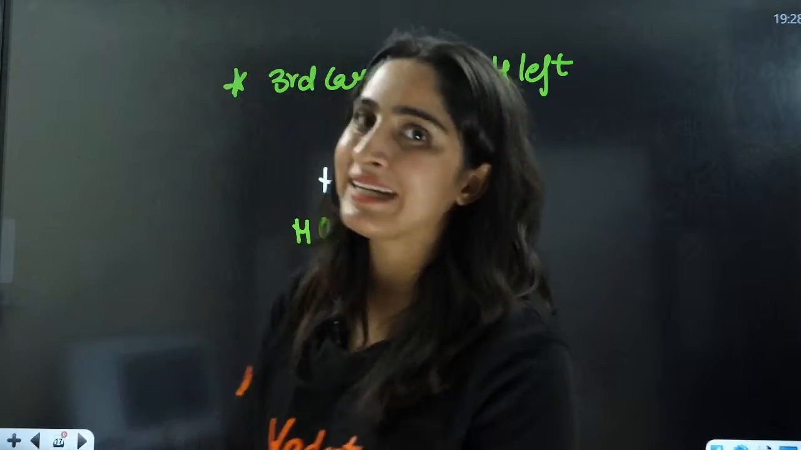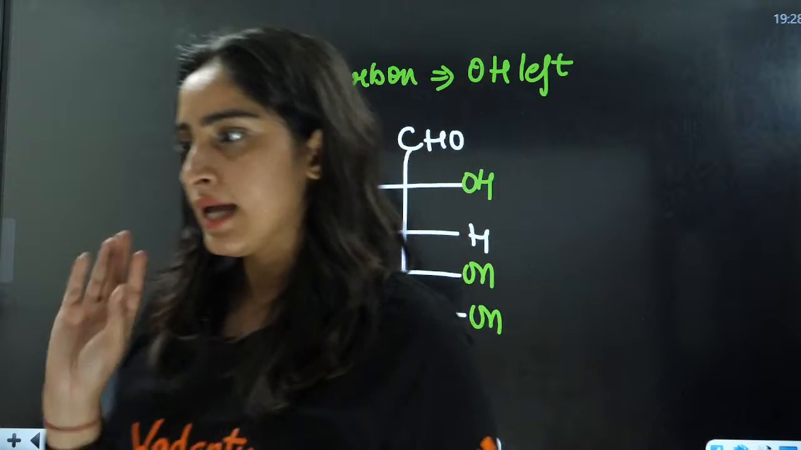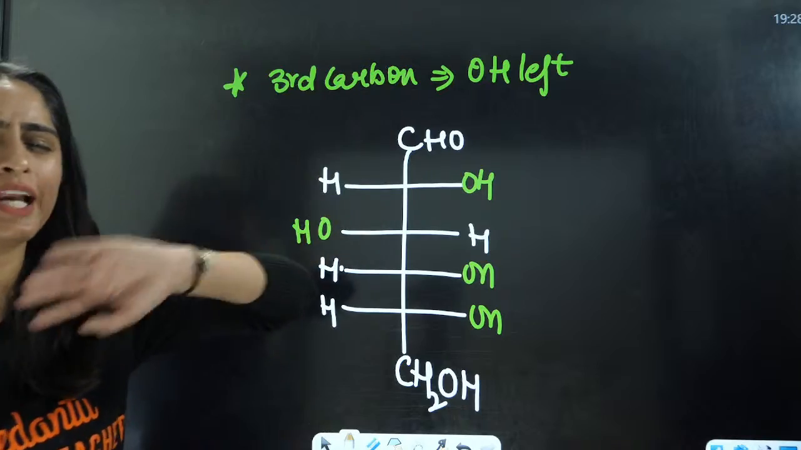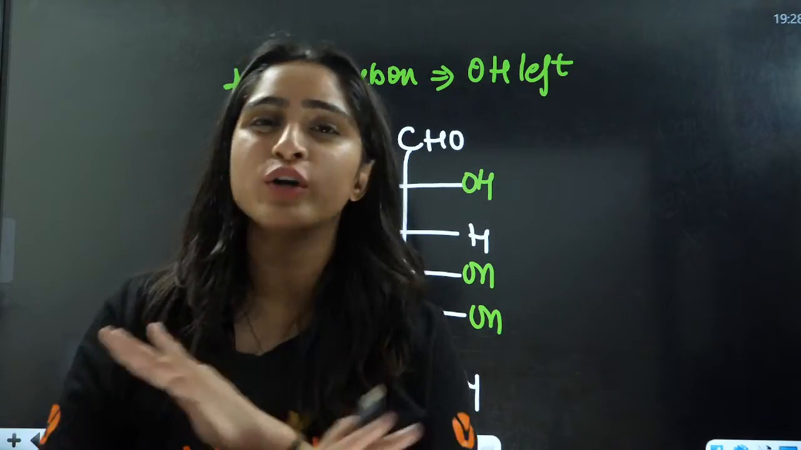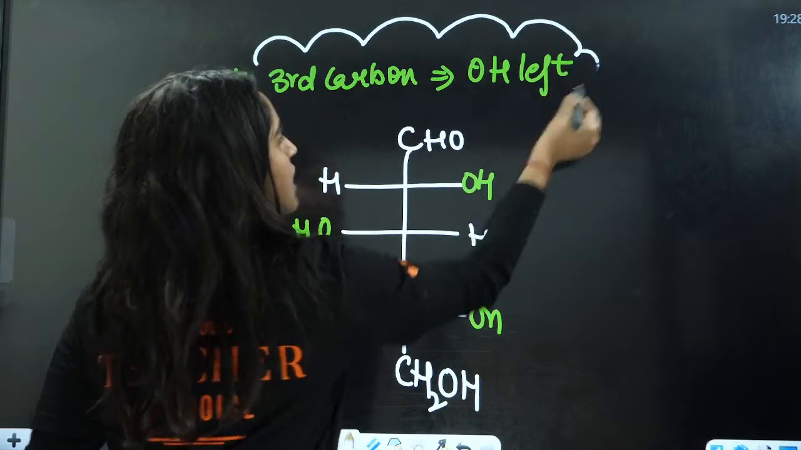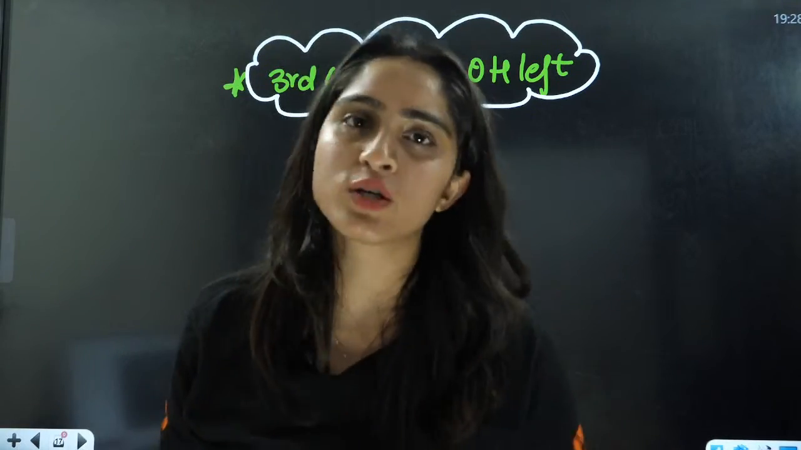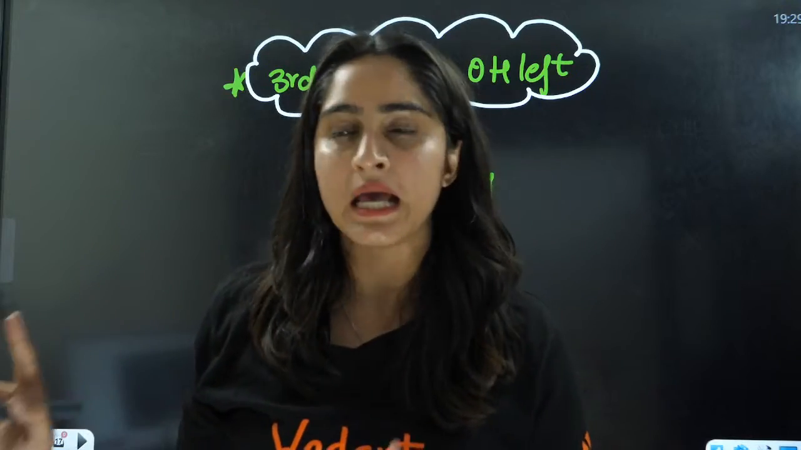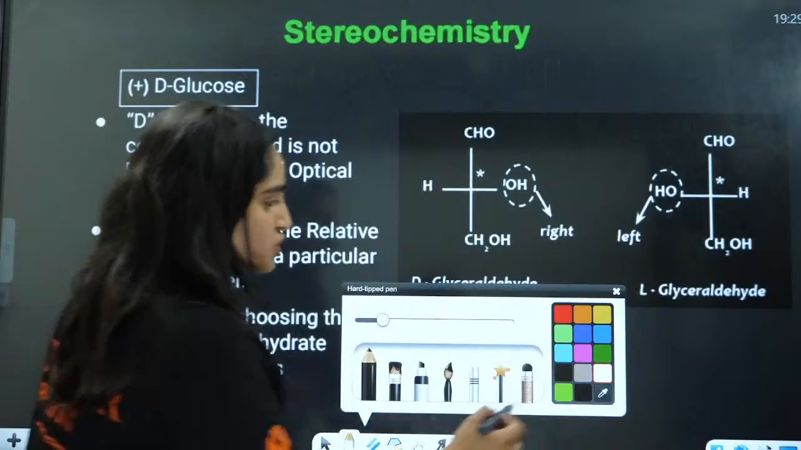We will define beta and alpha when we draw the cyclic structures. Just remember this thing, that on the third carbon you have OH on the left side. That's it for glucose. You don't need to rote-learn or cram everything. Just remember this one thing, and all the points will be added in the notes itself. I'll add all the points in the notes here.